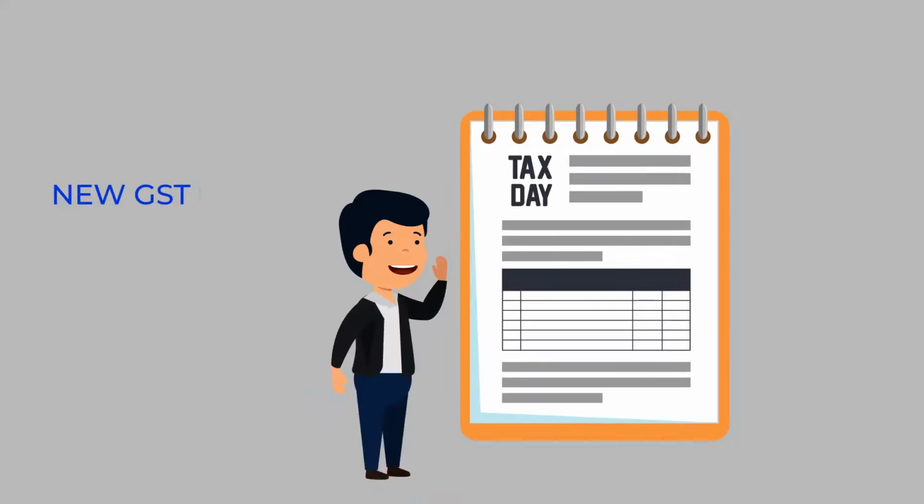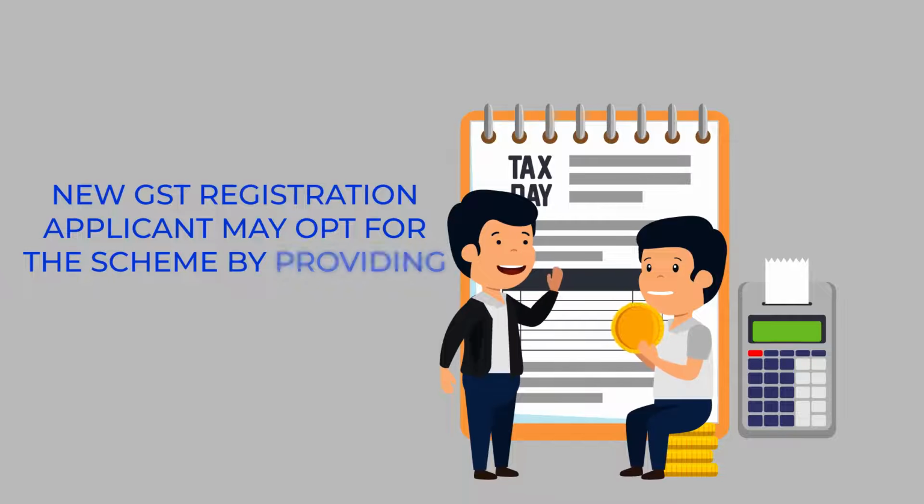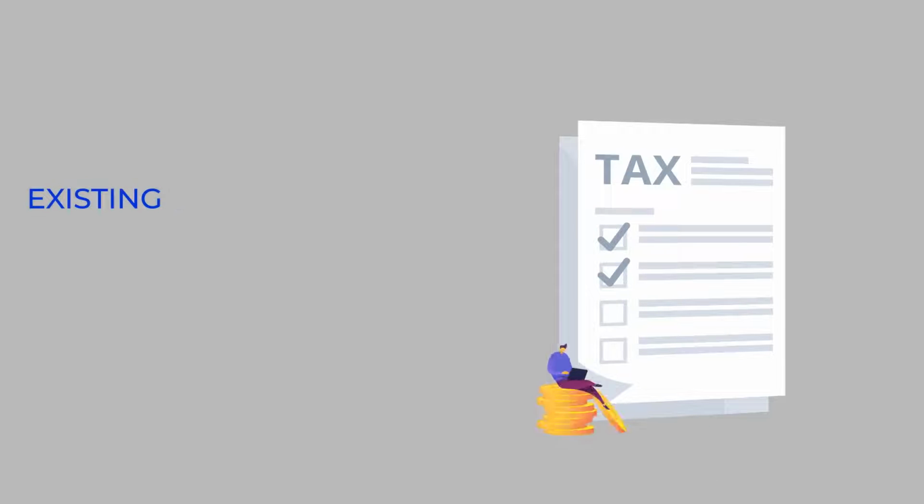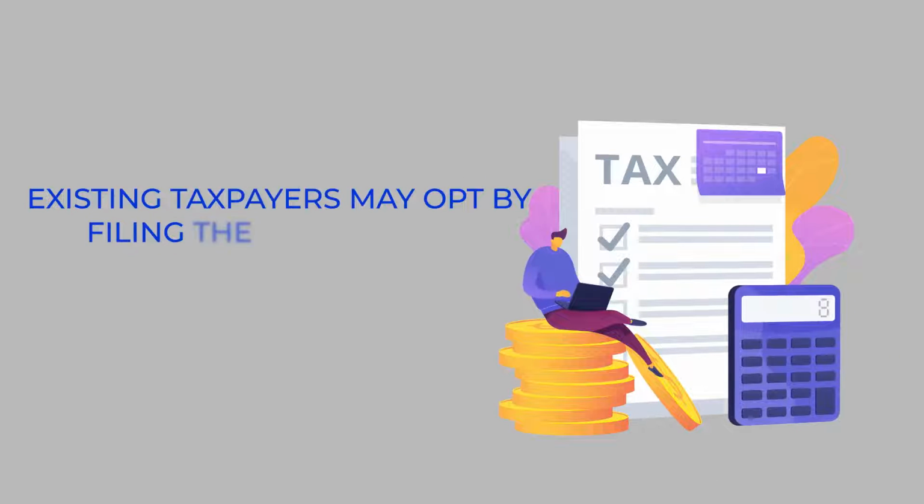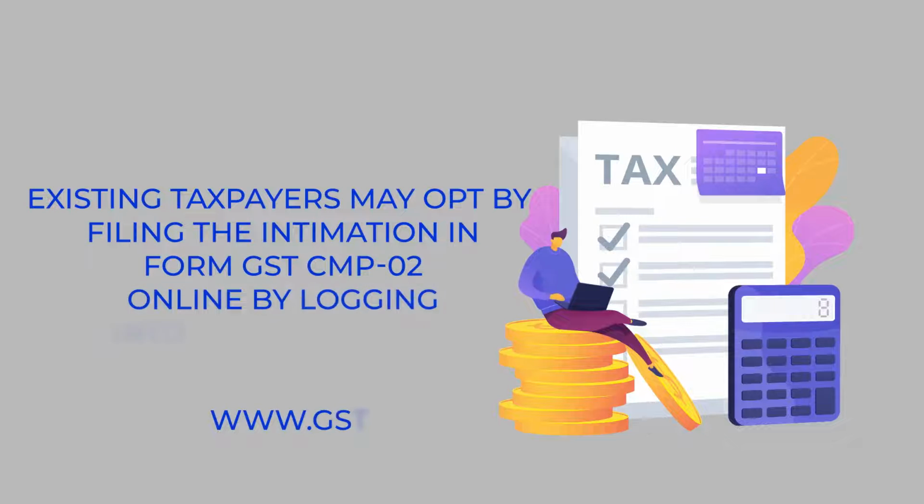A new GST registration applicant may opt for the scheme by providing necessary information under Part B of Form GST REG 01. Any registered person who wants to opt for composition levy has to file GST CMP 02 with the government. This can be done online by logging into the GST portal. This information should be given before the beginning of the financial year.